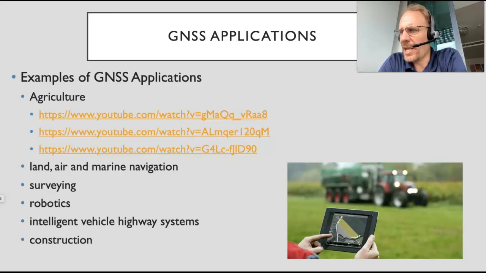We also use it for navigation. How many of you have used your phone to use the map to help you know where you need to go? You want to visit a new restaurant, so you type that into your phone and then follow your phone's directions. That's navigation. We use it for surveying and robotics. I don't think in Cambodia you have automated vehicles, but in Europe and in the United States we have vehicles that can drive themselves. And then we also use it in construction.